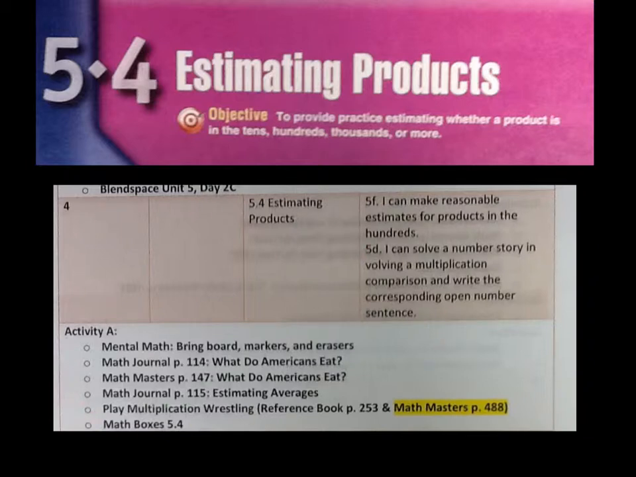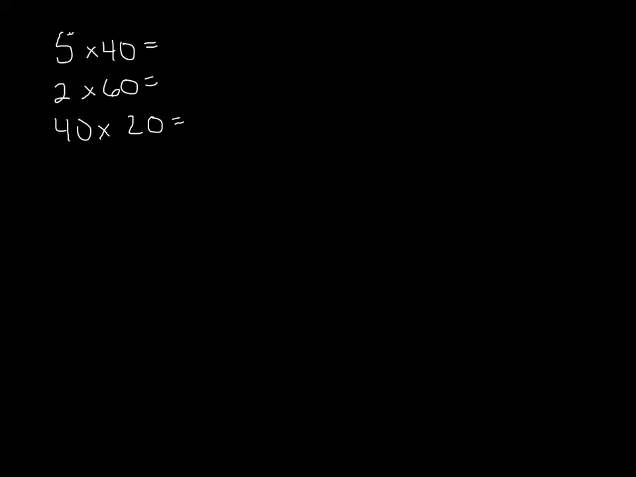We're going to start out with some mental math today. Then we're going to be taking a look at what do Americans eat to work on these products, estimating some averages, some multiplication, wrestling, and of course your math boxes. Alright, so up on the board are your first three problems. Go ahead and find the product on your board.